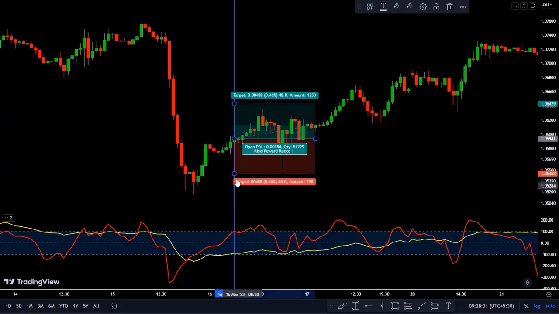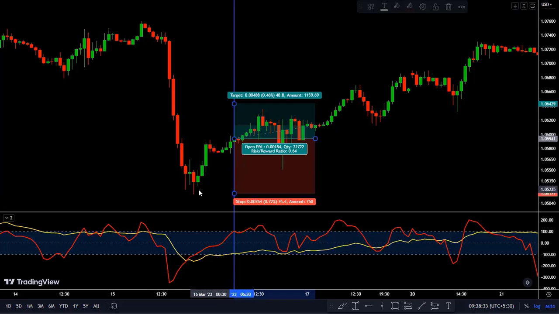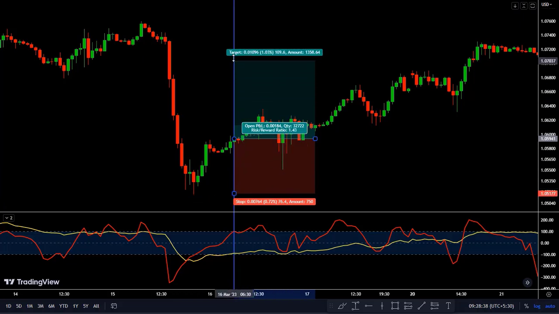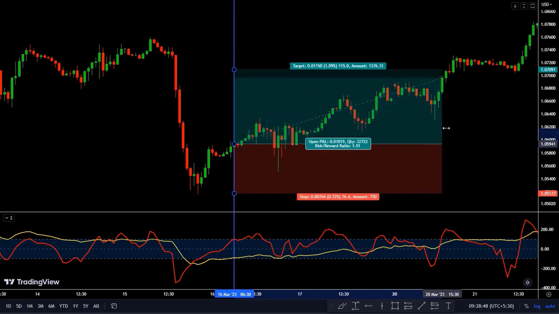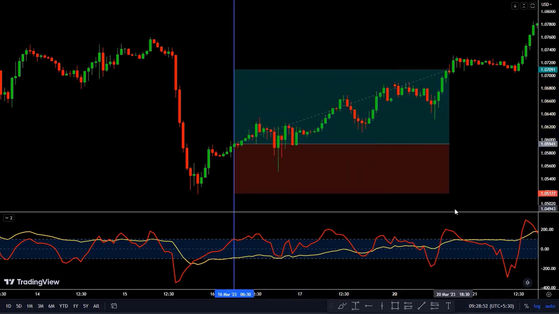At this point, we should place a stop loss below the previous swing low and set our profit target at a minimum of a 1:1.5 reward ratio, as you'll see from the chart. By following these rules, you can potentially identify profitable long trading opportunities with a high degree of accuracy.